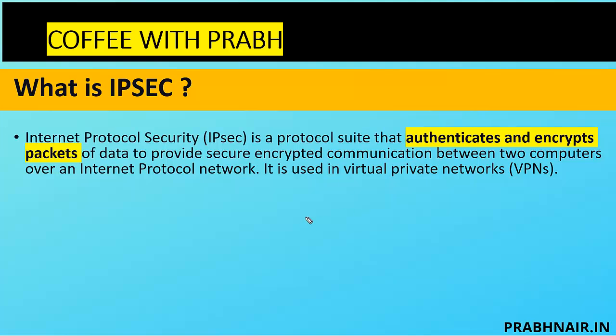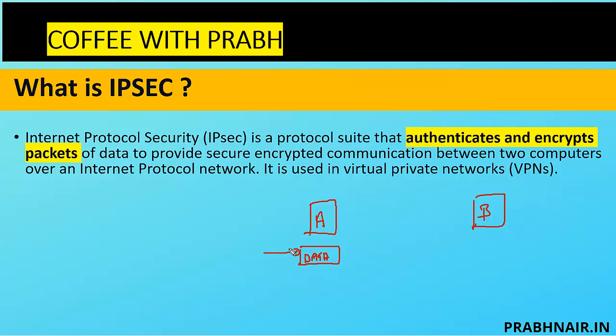network. For example, we have a system A and we have a system B. Now A wants to send data to B. So this is my data. Now I need to protect the data. Protect doesn't mean that it is only confidentiality.